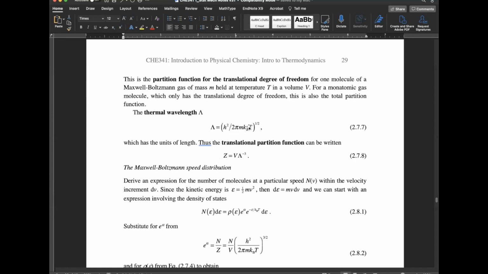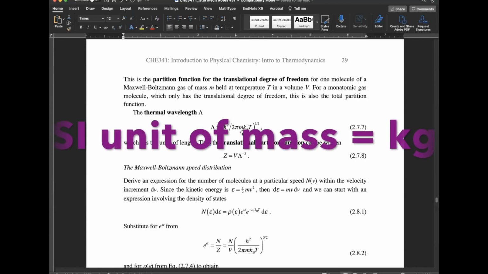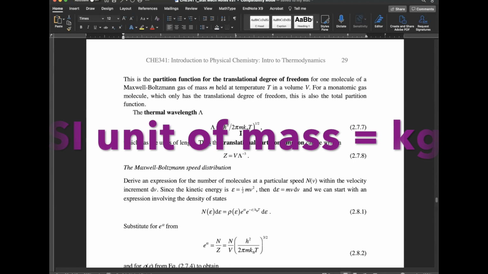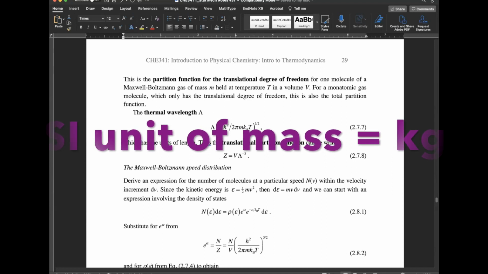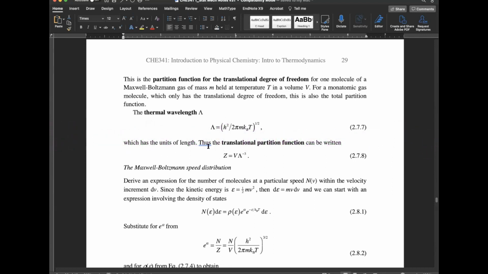Be careful of your units when you use SI units for this. Remember, small m is the mass of a molecule. kB, that's usually with a molecule, right? Whereas capital M, the molar mass, goes with R, the gas constant. So this is the mass of an individual molecule, and the SI unit of mass is kilograms, right? Kilograms. There we go. In kilograms per molecule is what we're going to put in here to get the right units for the thermal wavelength.